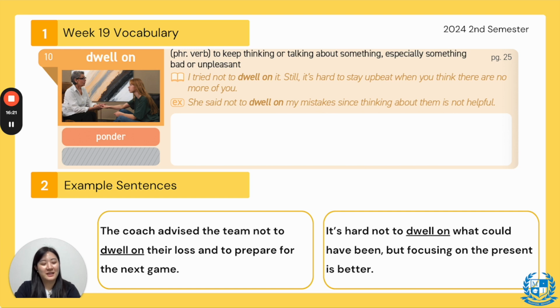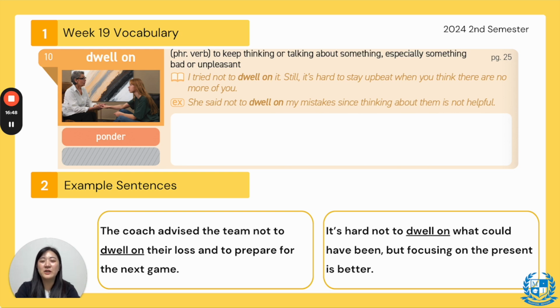So our character had a hard time. Next one, it says, she said not to dwell. Oh, we have to read together. 1, 2, 3. She said not to dwell on my mistakes since thinking about them is not helpful. So say that we made a mistake and we're like, oh, why did I make that mistake? Oh, why did I do that? That mistake is so bad. And you just keep thinking about it. That's dwelling on it. We shouldn't do that. It's not going to help anything.